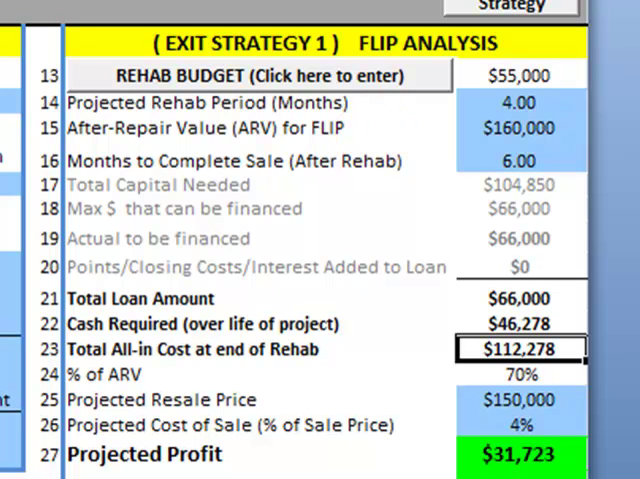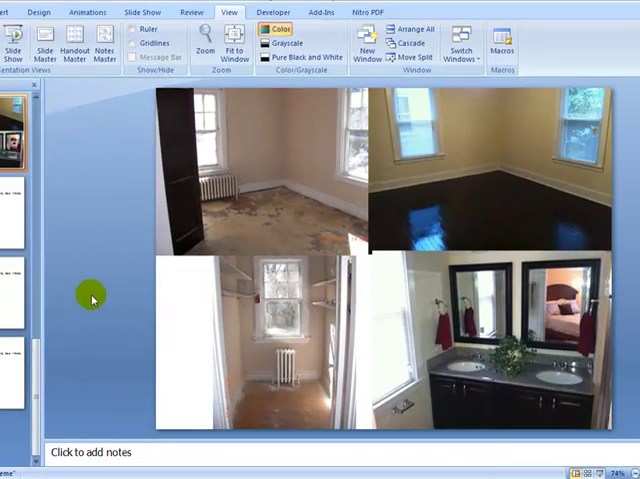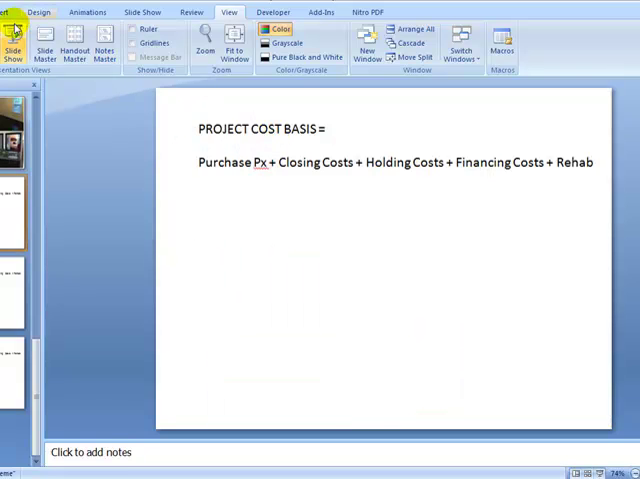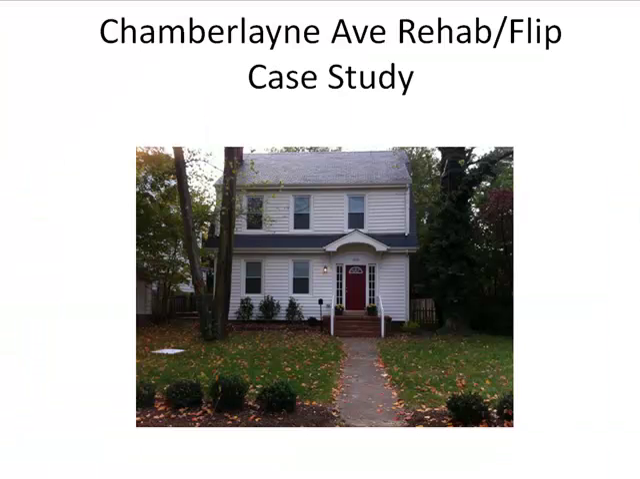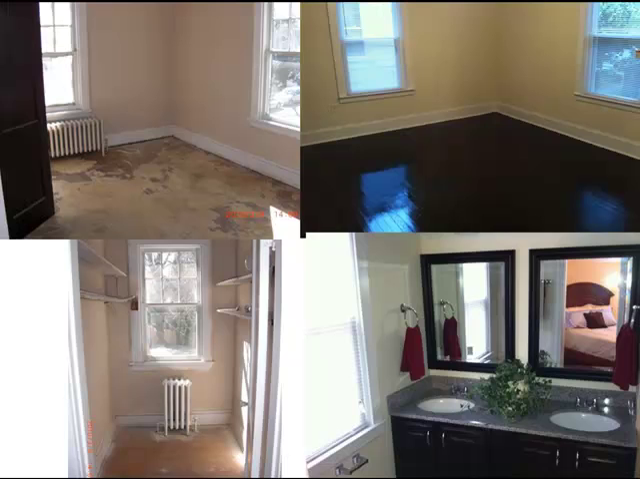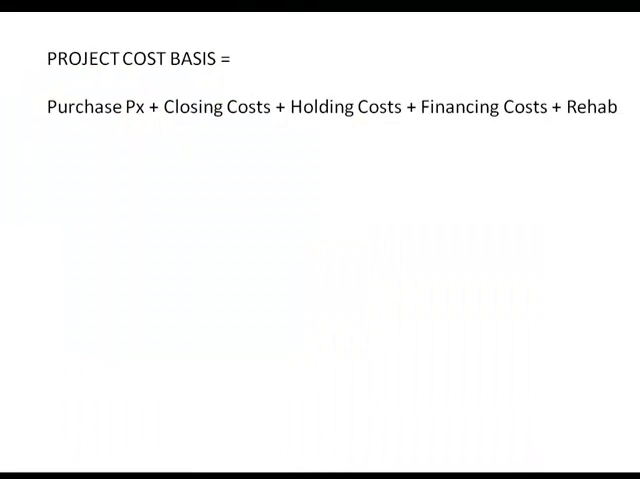And the total cost of the project is, let's scroll down through my little presentation, but the total cost of the project is purchase price plus the closing costs, holding costs, financing costs, and finally rehab costs.